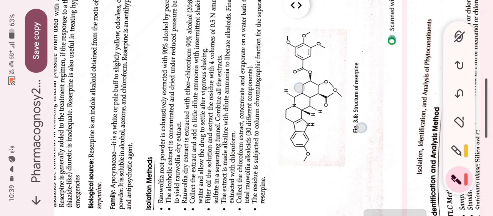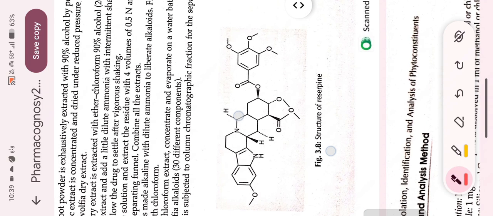Reserpine will come. Oh my god. Reserpine is from Sarpagandha. It's an alkaloid. So atropine, quinine, reserpine, all are alkaloids. Okay, they'll ask this structure. They have asked this structure for 2 marks. How can we remember this?